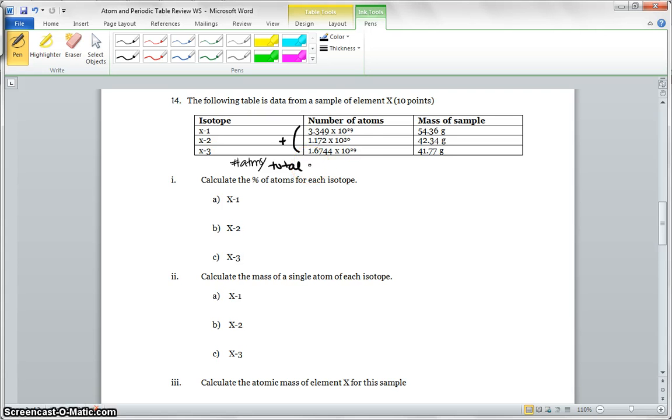So I'm going to do a quick little review for you on how to add, subtract, and multiply exponents, all together. Let's start off with 3.349 times 10 to the 29th. I want to make all of these times 10 to the 29th. So if I want to make this number smaller, that means this number has to get bigger. So we're going to move it over 1 to the right, making this number bigger and that number smaller.